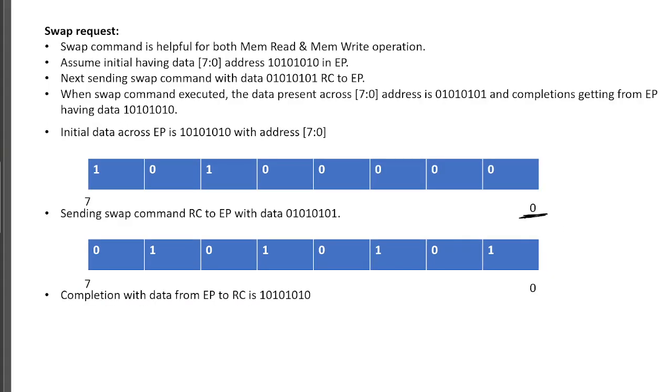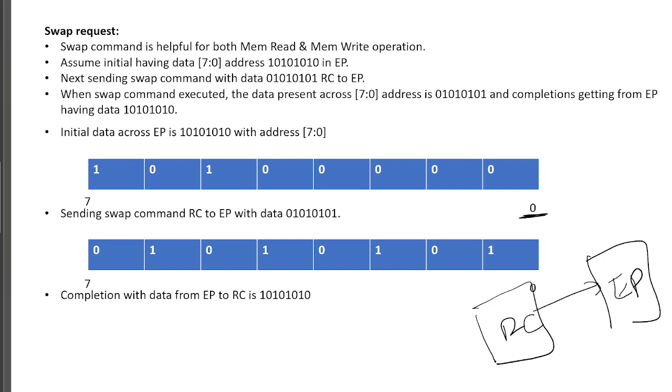Next we'll see the swap command. Swap command is very simple: at a specific location you are swapping the data. Let us assume you have an RC and an EP, and you send a memory write packet from RC to EP at address 0 to 7. That data is initially 10155. Now the next request will be the swap with the data. Whatever data you want to swap at that particular location, it will swap. So you will send a swap command with this data, 01010101, as a request from RC to EP side.